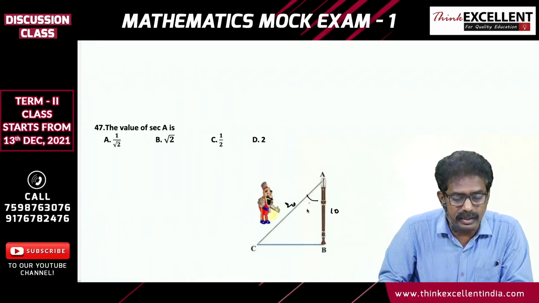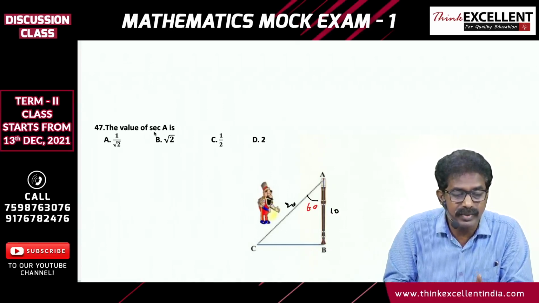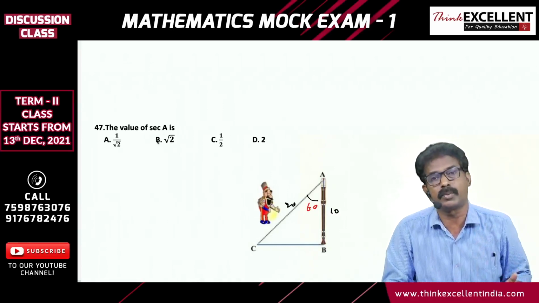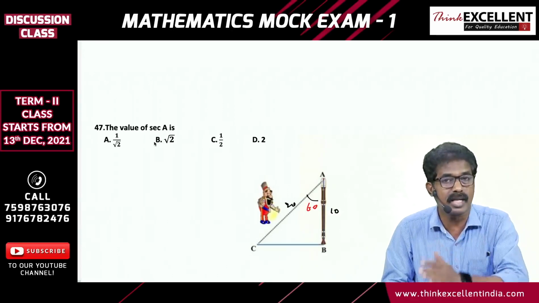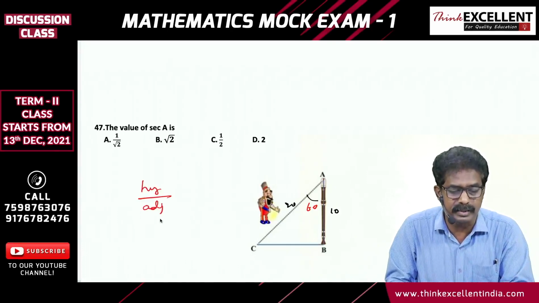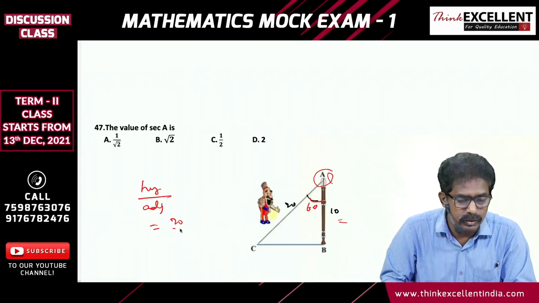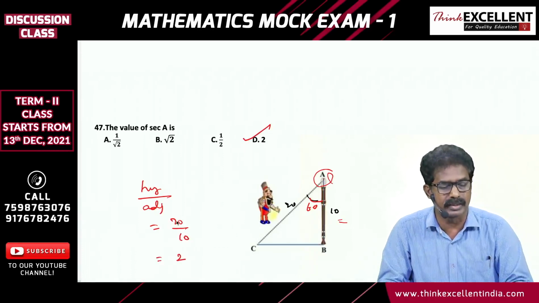Hypotenuse by opposite. Yeah, this is 60 you can take, right? This is 60. Now they asked find secant A. You know, secant is a reciprocal of cos. Cos is adjacent by hypotenuse. So here, hypotenuse by adjacent. Hypotenuse, it is 20. Adjacent, 60. A is adjacent, it is 10. So 20 by 10, cancel. Your answer is D. 2 is the correct answer, okay?